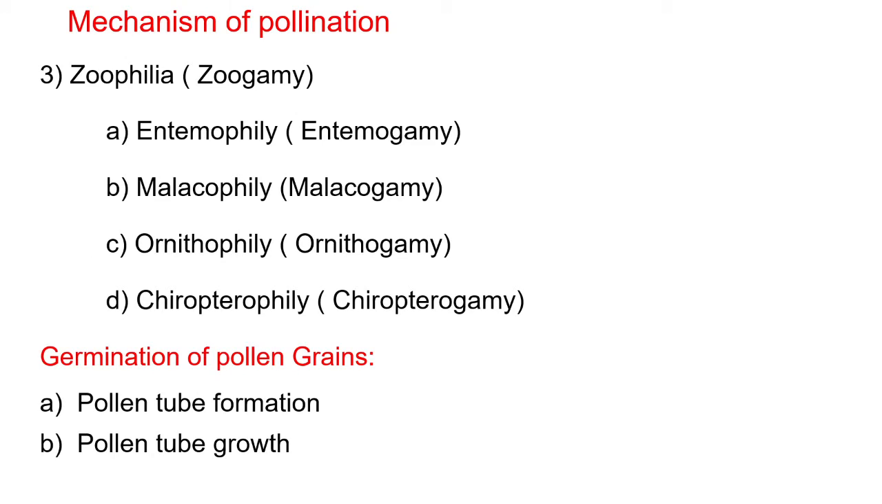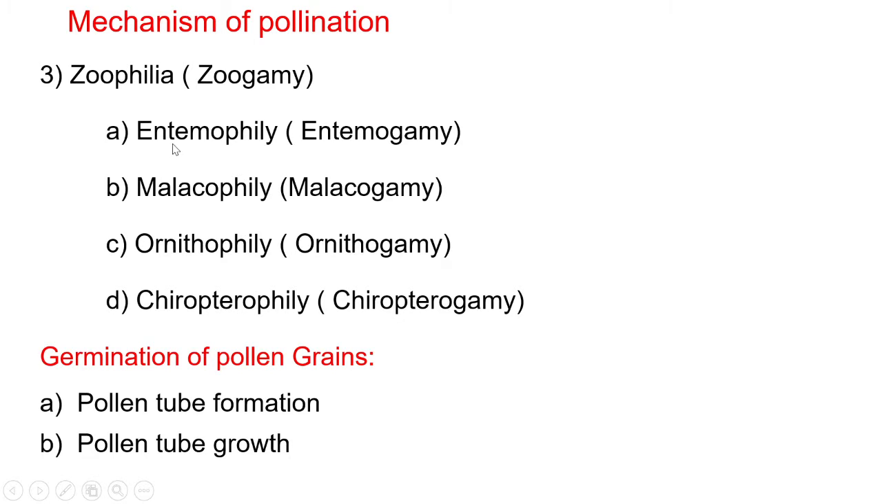Third type of mechanism is zoophily, or it is also called zoogamy. When pollination takes place with the help of animals, it is called zoophily. Zoophilous plants exhibit a great variety in size, shape, arrangement, and color. It is subdivided again into four types: entomophily, malacophily, ornithophily, chiropterophily.